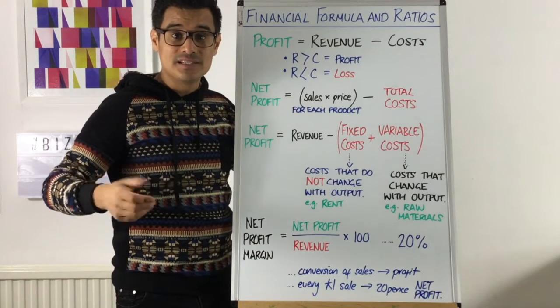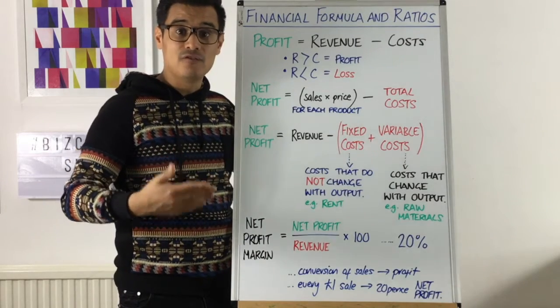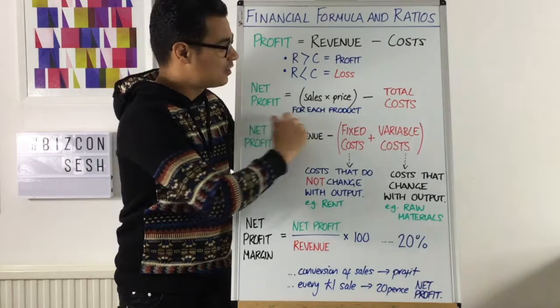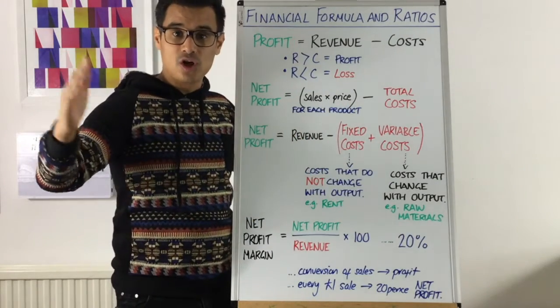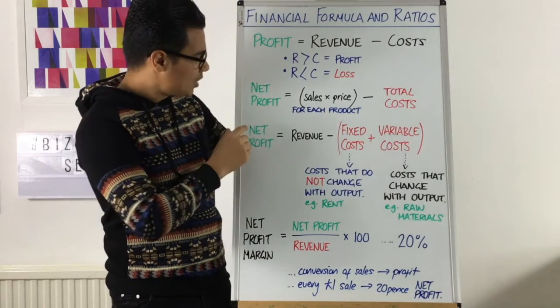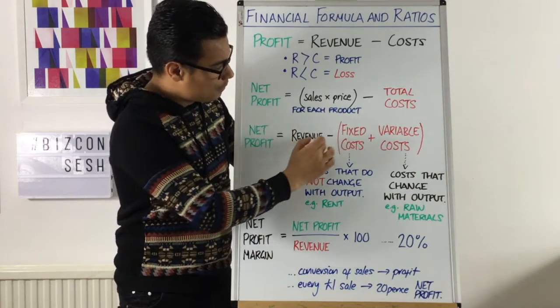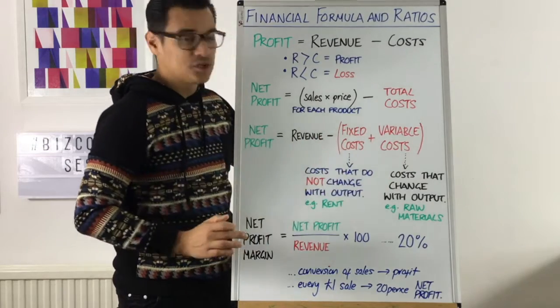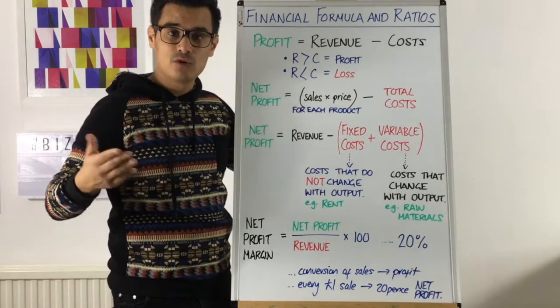But sometimes businesses sell more than one product, they sell many products, so you need to do that formula for each product, sales times price for each product. And you need to take away total costs, all the expenses. So net profit equals revenue, which is just that, minus fixed costs plus variable costs. Because for total costs, the formula is fixed costs plus variable costs.